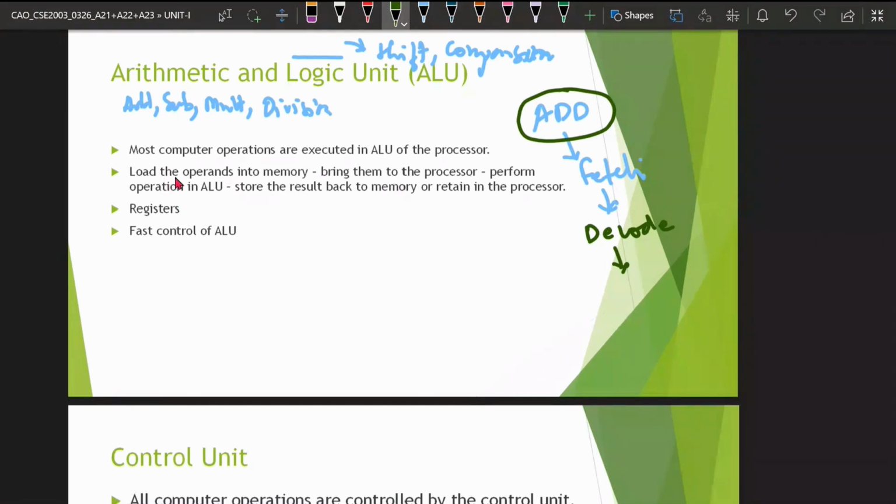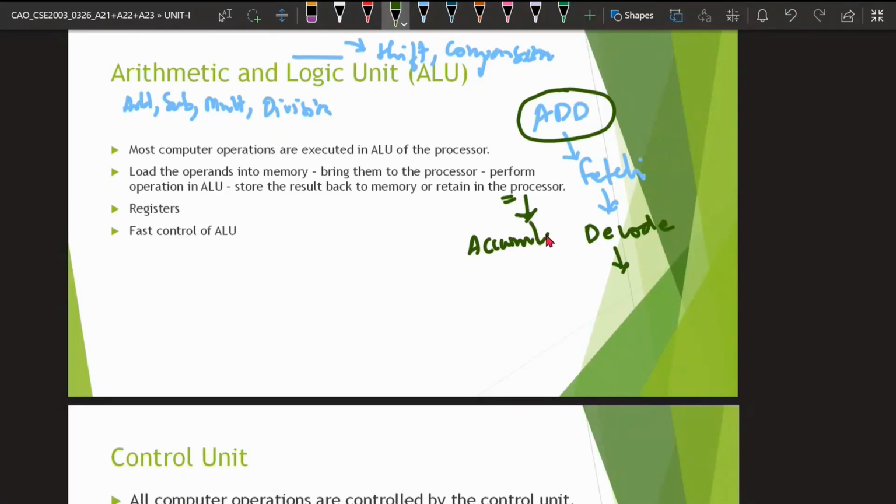So here it loads the operand into memory. First, how it fetches the instruction. It loads the operand from memory, brings it to the processor, performs the operation in the ALU, and stores the result back into the memory or retains it in the processor. Once the processing is done, it will return the result into the memory, or store it in the processor in a temporary register. That temporary register is the accumulator.